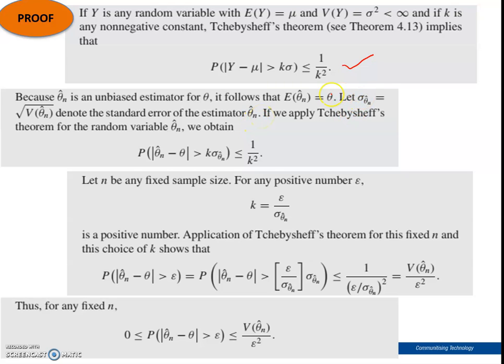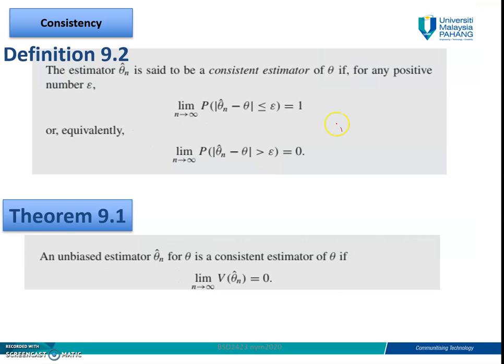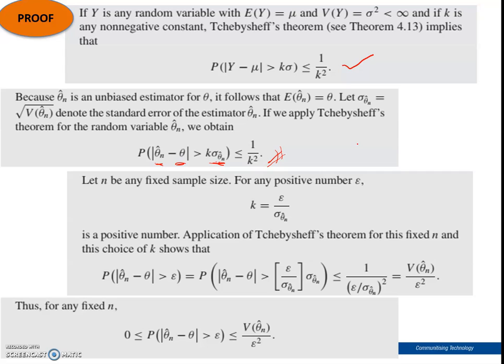Then we apply Chebyshev's theorem to the random variable theta hat n. Here you can see that instead of Y, we have theta hat n, and instead of mu, we have theta, and greater than k times sigma theta hat n, which is the standard error of the estimator. From Chebyshev's theorem, we just substitute these terms, and due to these properties and Chebyshev's theorem, we get this result.